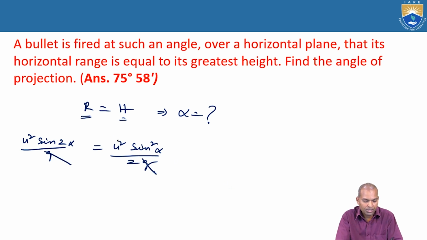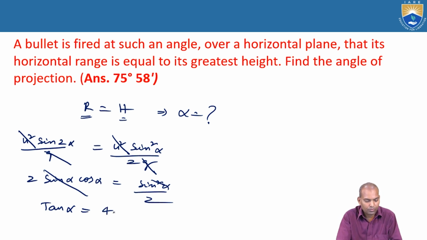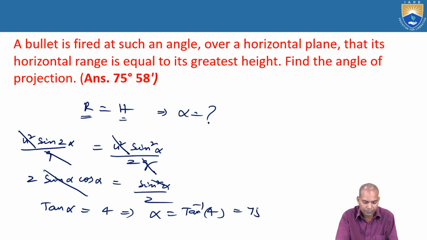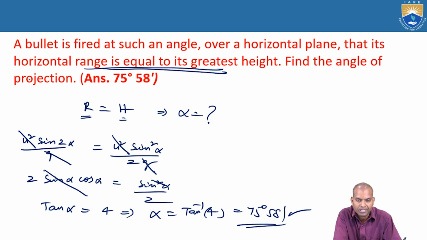If you make the calculation, U square gets cancelled. Sine 2 alpha, that means 2 times sine alpha cos alpha, equals sine square alpha by 2. Now that is tan alpha equals 4. From that, alpha equals tan inverse of 4, which becomes 75 degrees 58 minutes. That is alpha, the angular projection. This is the methodology here. The condition given was that the horizontal range is equal to its greatest height.